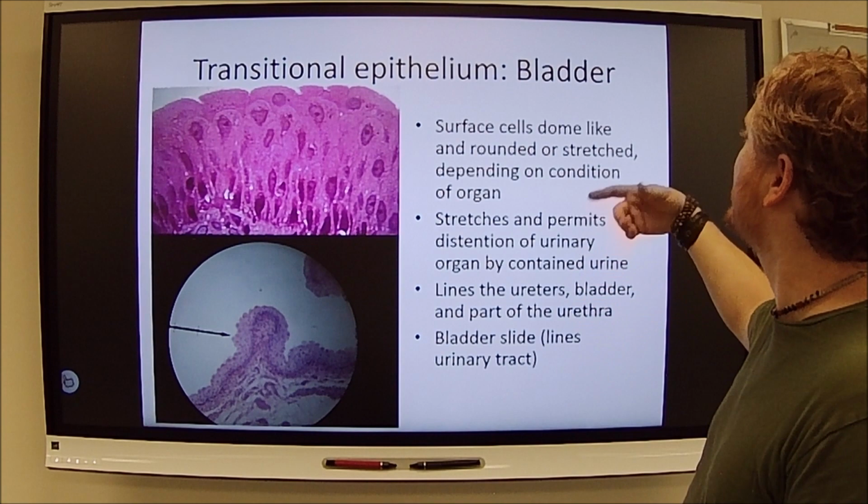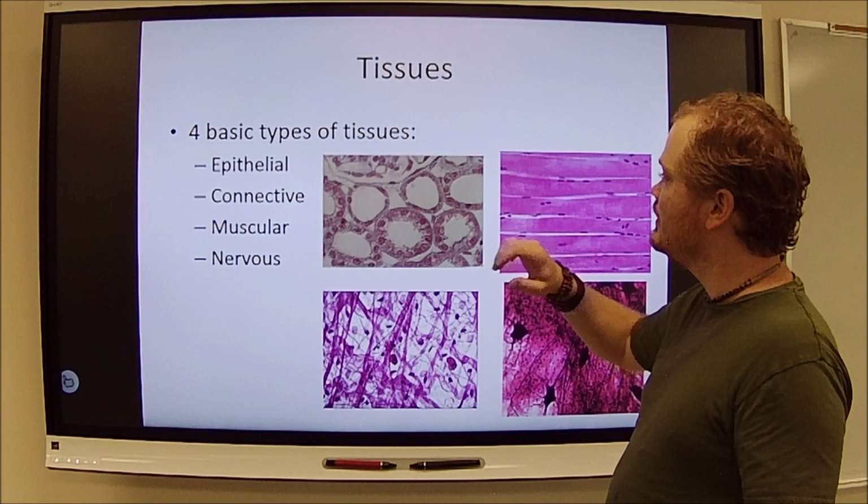Four basic types of tissue. Now we're moving on to connective, muscular, and nervous tissue.